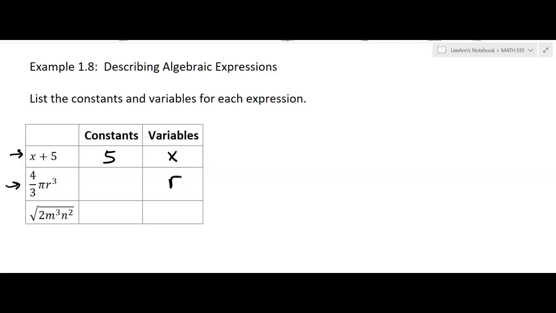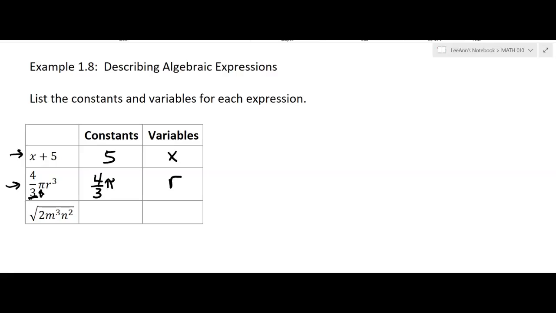And this might be a little bit tricky, but the 4/3 and the pi, we know pi has a value, right? So 4/3 pi, that's a number. That's a value. It is not a variable. You can put that in your calculator. It's going to spit out a number, 4/3 pi.